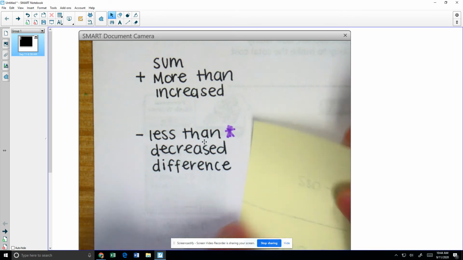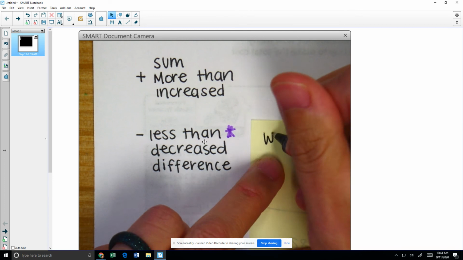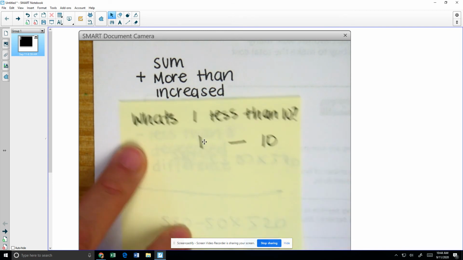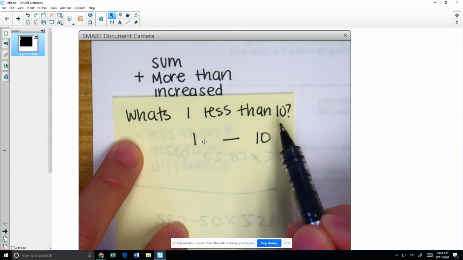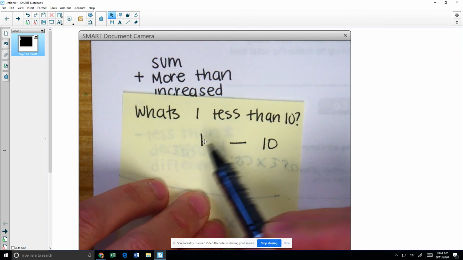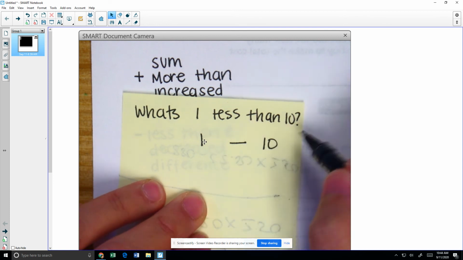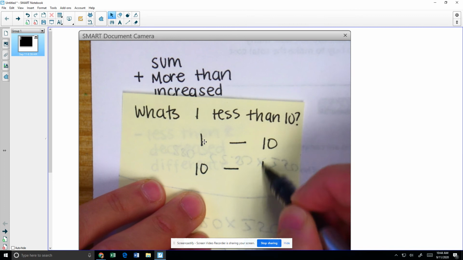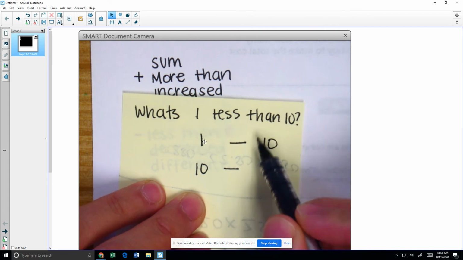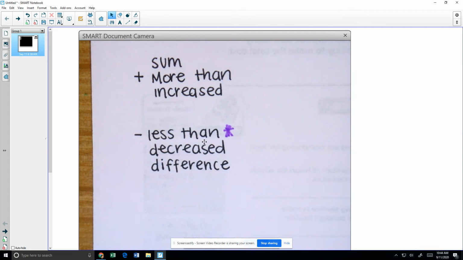Okay, so remember how we said less than? Like if I were to say, what's 1 less than 10? You can't say what's 1 minus 10 because, oh, you can't say that. If I say what's 1 less than 10, it's not 1 minus 10 because isn't 1 less than 10 just 9? So 1 minus 10 is not 9. You actually have to reverse the 2 numbers and say 10 minus 1. That would be less than. So less than is the only one where you have to reverse the 2 numbers in the order that you see it. Okay, let's move on to the other one then.